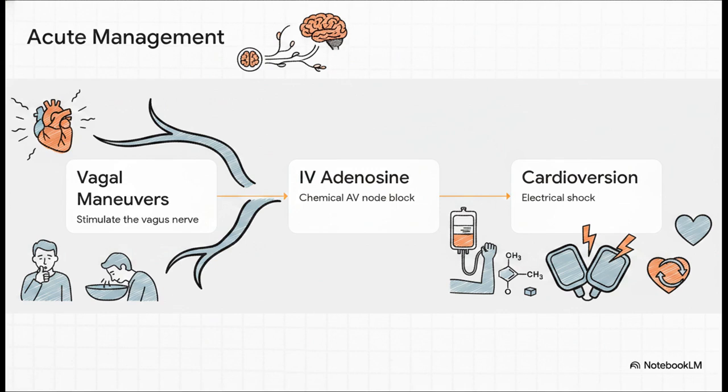There's a clear escalating ladder of acute management to achieve this. We start with physical techniques called vagal maneuvers. If those fail, we move to a powerful chemical blocker called adenosine, and in rare, really unstable emergencies where blood pressure plummets, we use direct current cardioversion, basically an electrical shock to reset the whole system. Let's look closely at those first two steps.